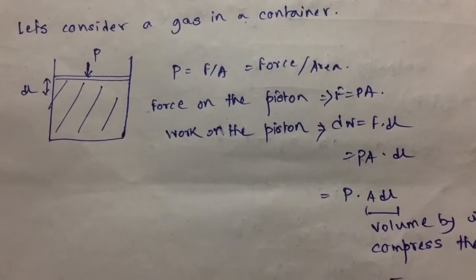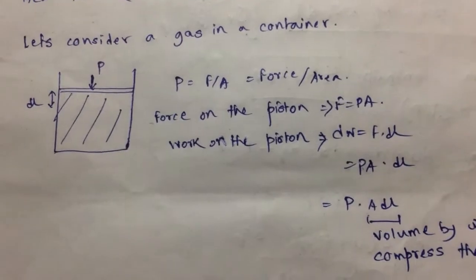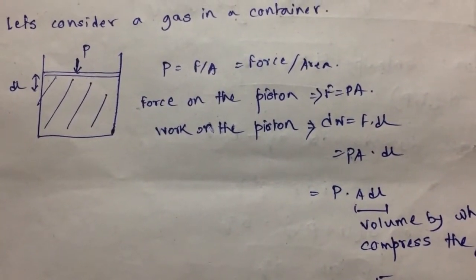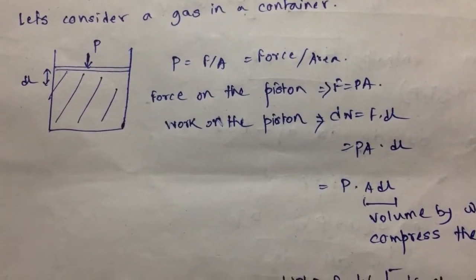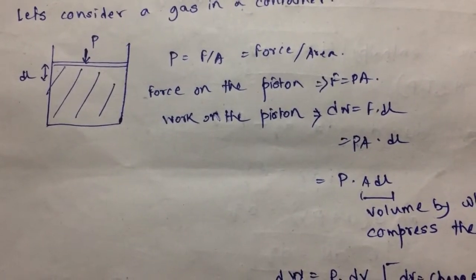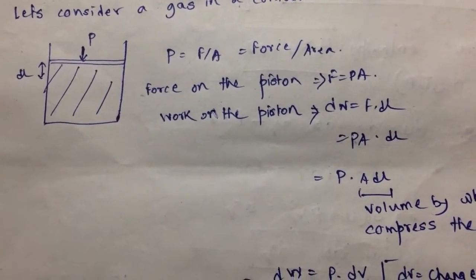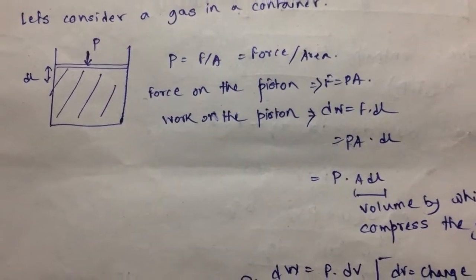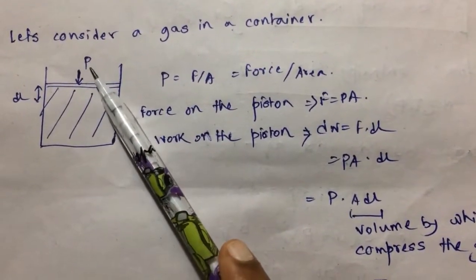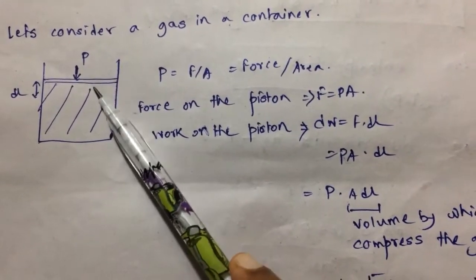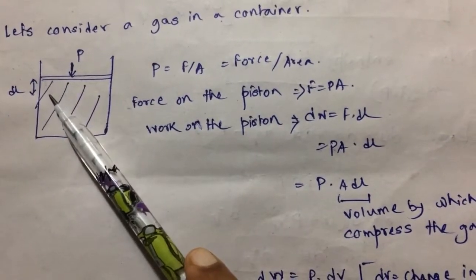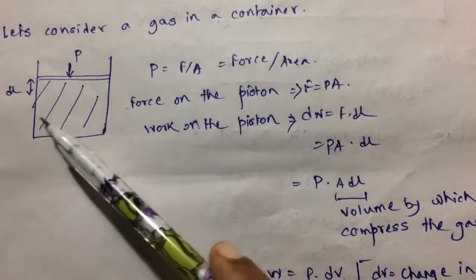a gas in a container. Suppose I have this container filled with a gas. There is a piston on top of the container, and we can apply pressure P on the piston. The piston can move upwards and downwards. If we push this piston downward, that is, we apply pressure in the downward direction, then dl is the amount of movement of the piston downward.